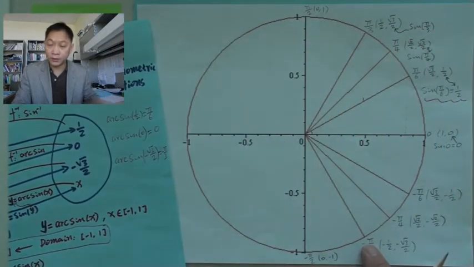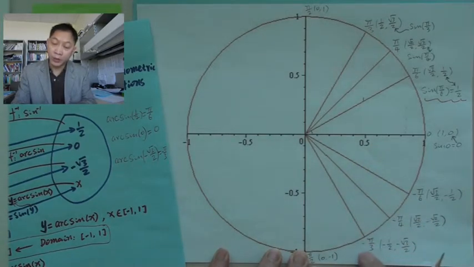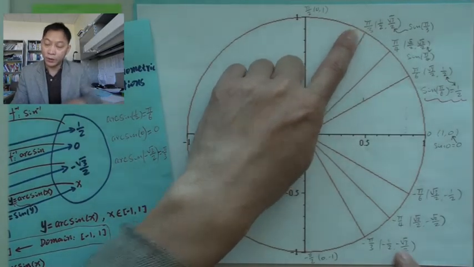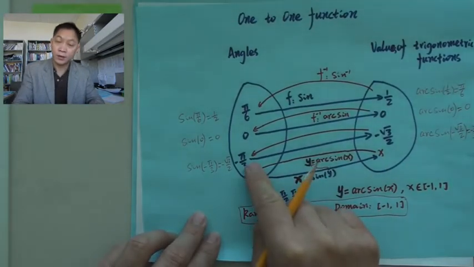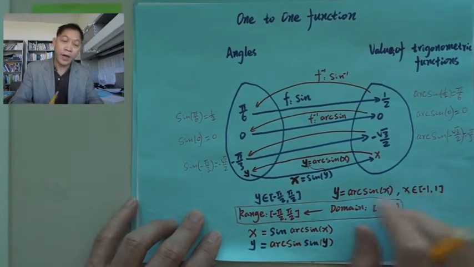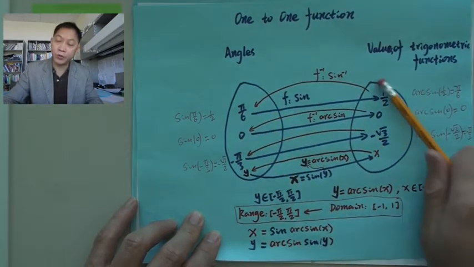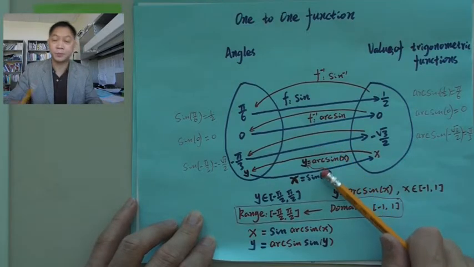You see down here. This is negative pi over 3. That's positive pi over 3. The y coordinate is negative radical 3 over 2. Okay, that's for sine. Alright. So, from angles to the values of trigonometric function sine, blue lines here.